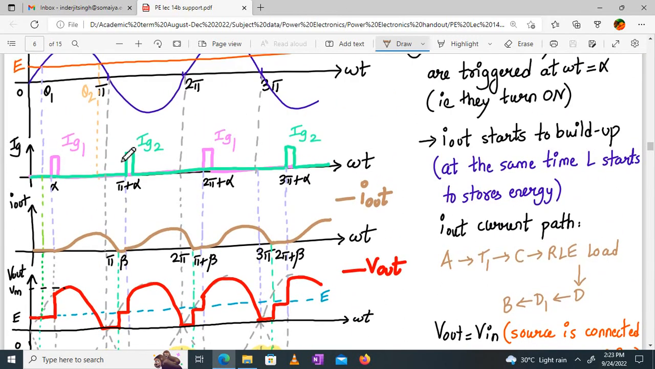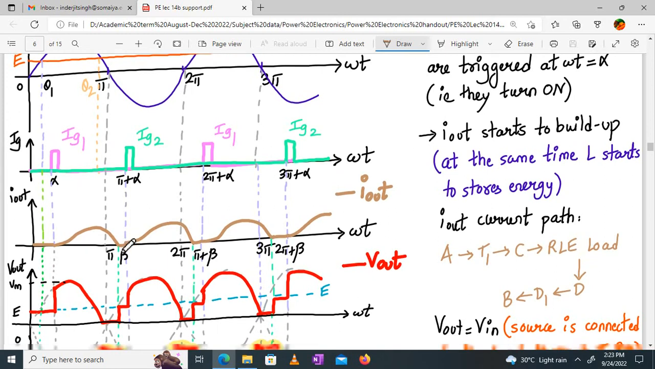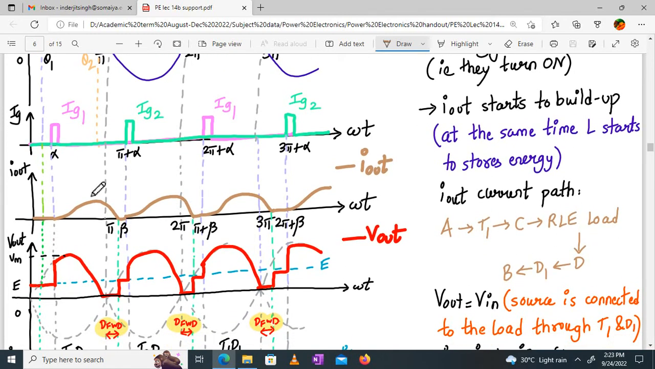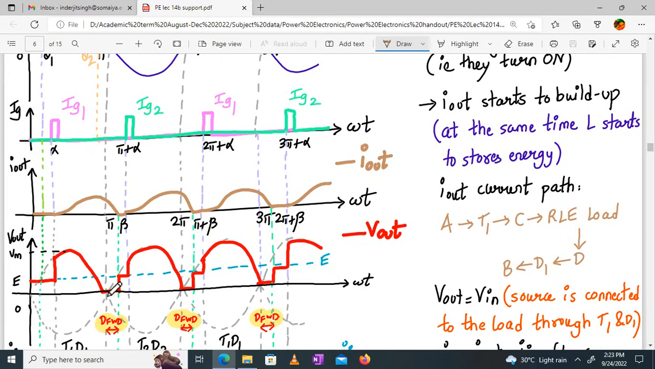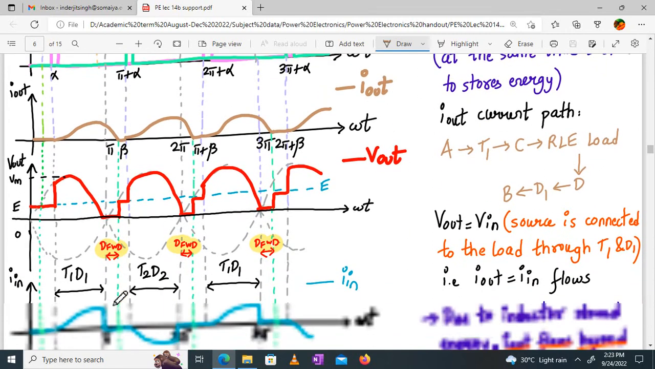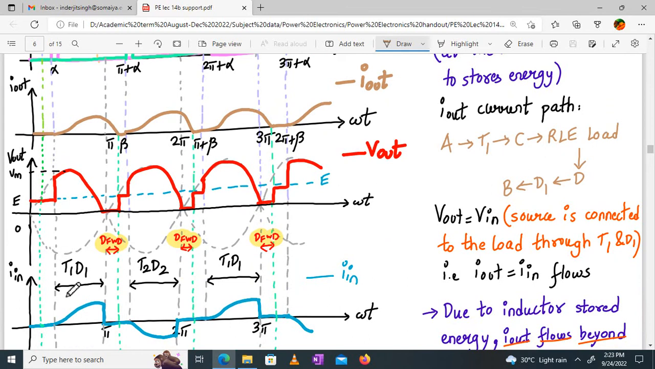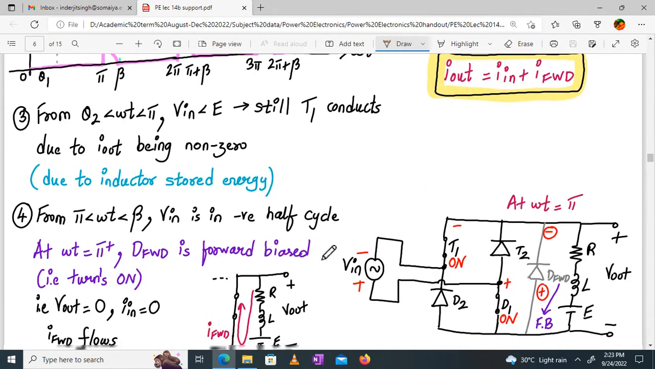So let's consider the working between alpha and pi. Between alpha and pi, your I out is increasing and then slightly decreasing after pi, but we are concentrating on the behavior till pi. So your V out will continue to follow the input voltage. That will be your output following the input nature, right? Then what happens? During the period alpha to pi, your T1 and D1 will conduct. Then what happens? Let's consider that.